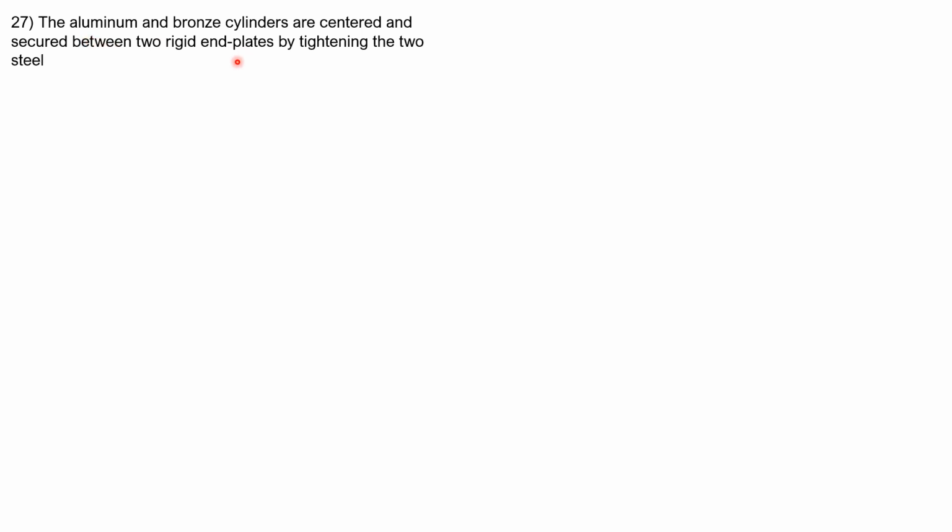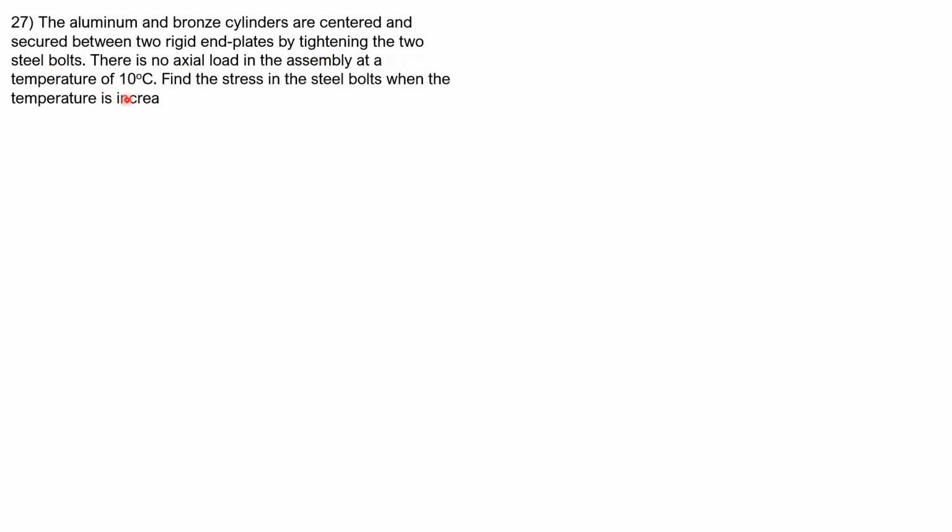Okay, for our last example for strains and thermal expansion, thermal stresses: the aluminum and bronze cylinders are centered and secured between two rigid end plates by tightening the two steel bolts. There is no axial load in the assembly at a temperature of 10 degrees Celsius. Find the stress in the steel bolts when the temperature is increased to 93 degrees Celsius. So use the data in the table below.